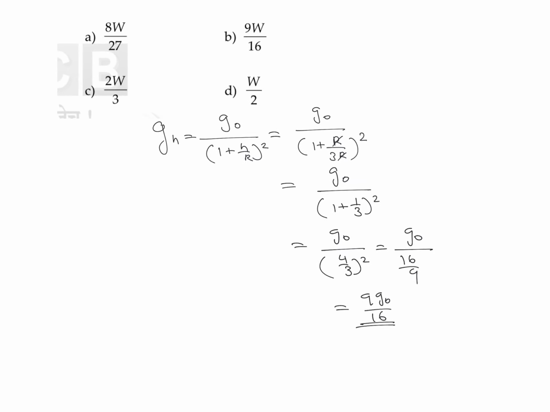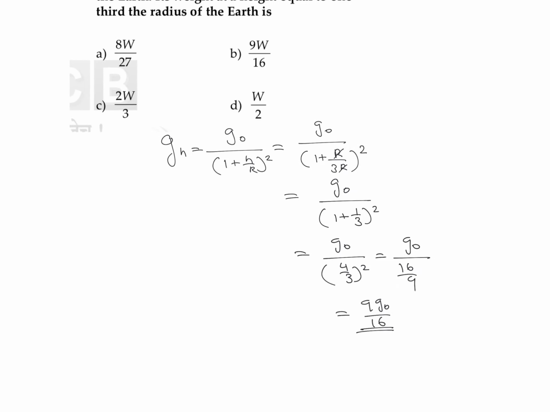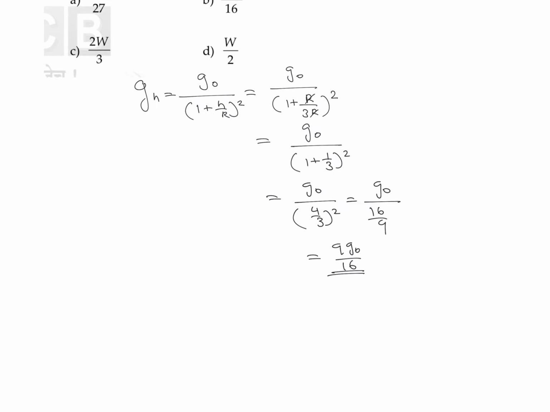So you can write if the acceleration due to gravity is decreased by 9 by 16 times, then the weight is also going to decrease by 9 by 16 times, because mass is going to be a constant. So we can write weight is equal to W into 9 divided by 16.